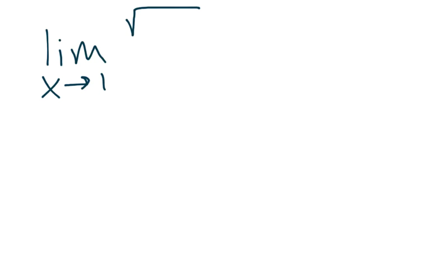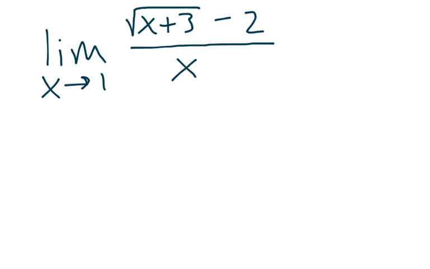Let's take a look at the limit we wish to compute. What we're looking for is the limit as x approaches 1 of the square root of x plus 3, minus 2, all divided by x minus 1.